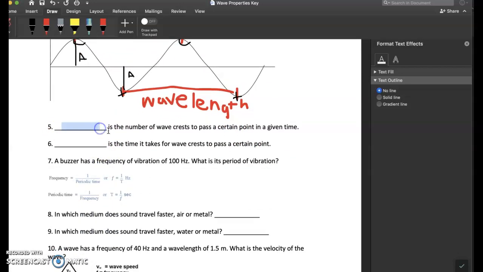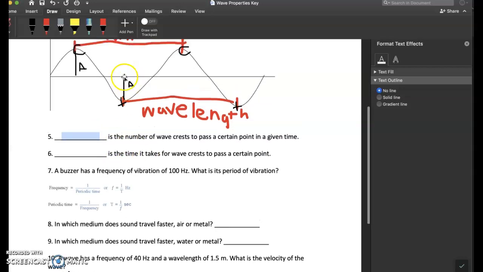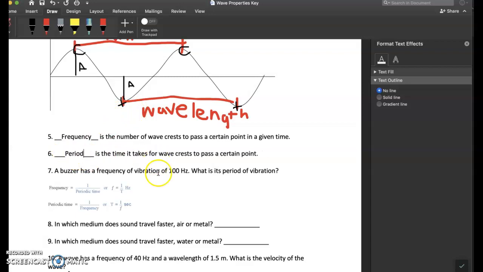Number 5, blank is the number of wave crests to pass. So it's the number of times that a crest will pass in a certain amount of time. That would be the frequency. And the time it takes is called the period.